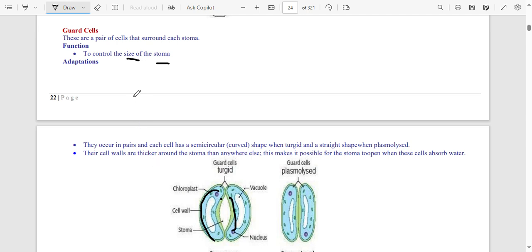Now, what are the adaptations? Why is it that they're able to do this function? One is that they occur in pairs. These guard cells occur in pairs with a semicircular shape. Okay, you can see this shape here is semicircular, not full circle, semicircular. And that is going to allow the function of these cells to be carried out.